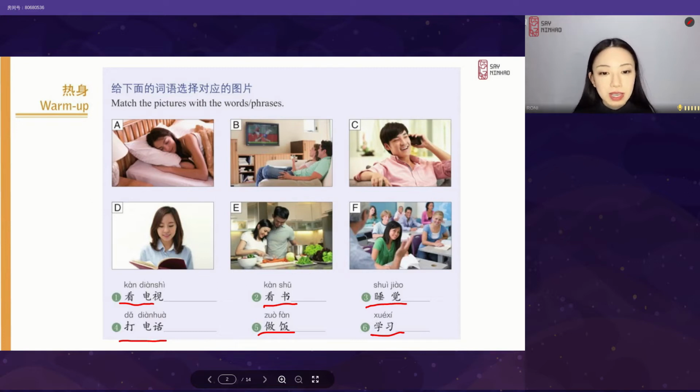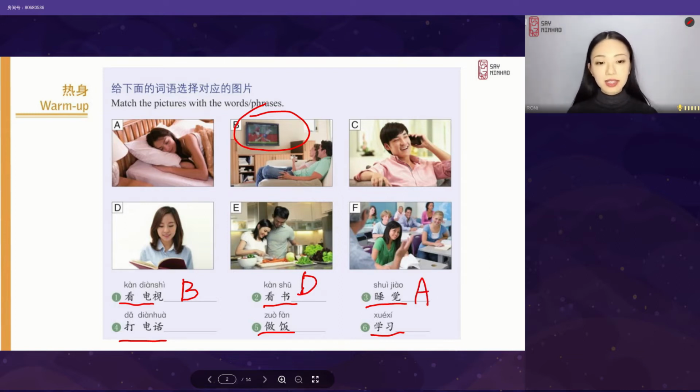Now let's try to fill in the blanks. I will give you 15 seconds. Okay, time's up. Now let's see. First one, 看电视 is B. They are watching TV here. Next one, 看书 read books, which is D. The next one, 睡觉 sleep, which is A. And next, 打电话 call someone is C. And 做饭 cooking is E. Last one, 学习 is F. It looks like a classroom.